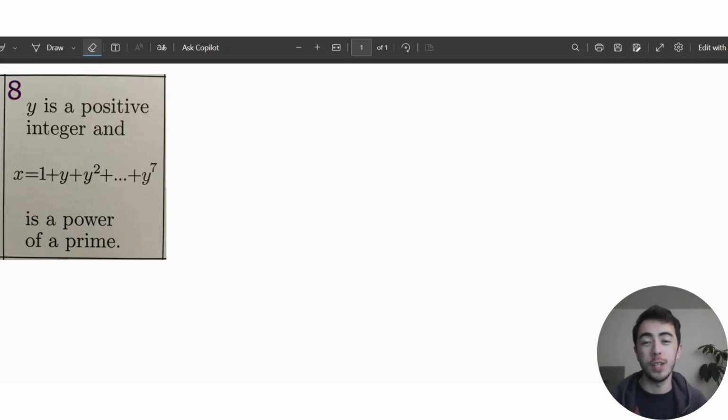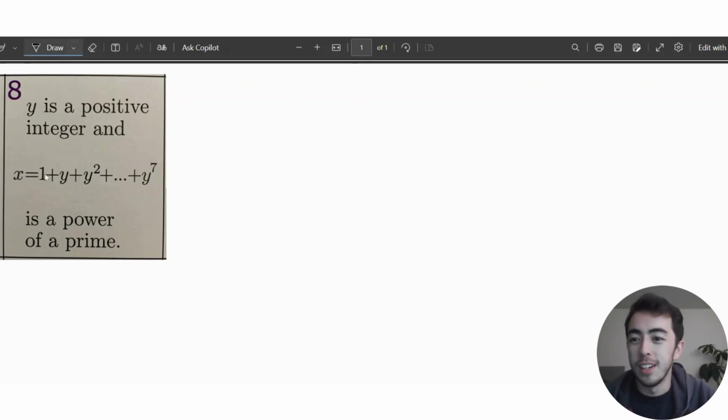Today is January 8th, and we are solving the 8th problem in this Daily Epsilon calendar. So let's get on into it. This one says that y is a positive integer, and x is equal to this sum right here, and x is also a power of a prime.